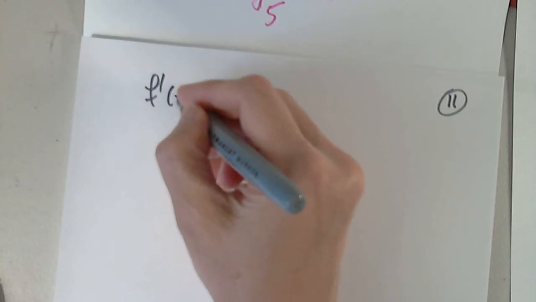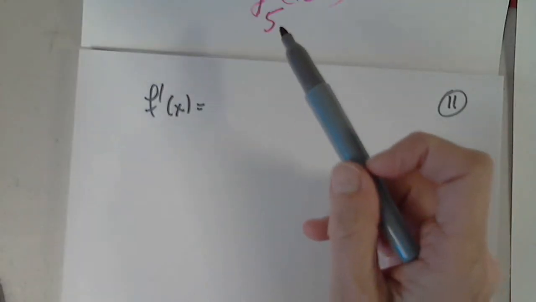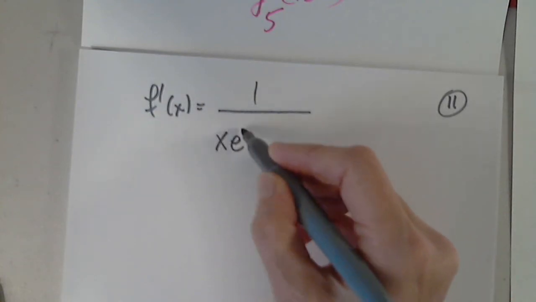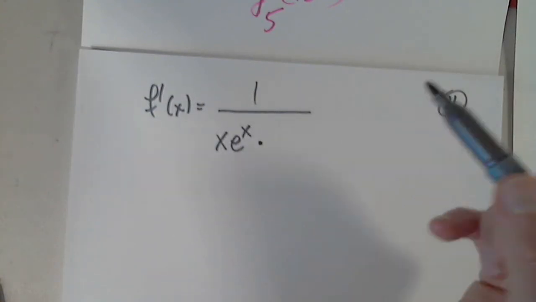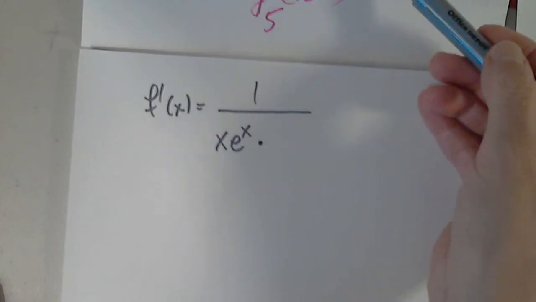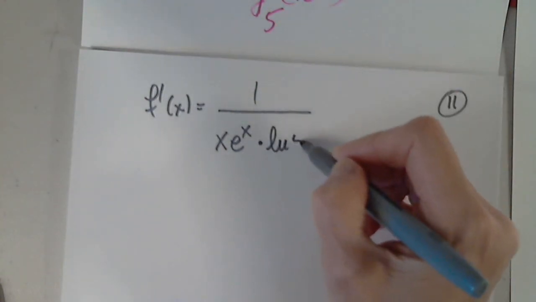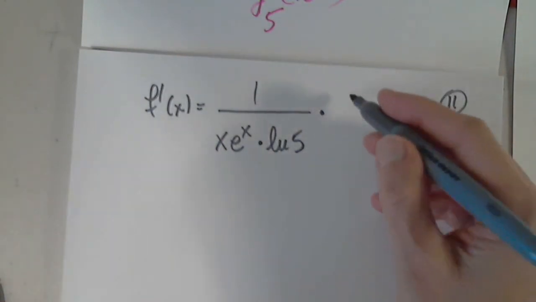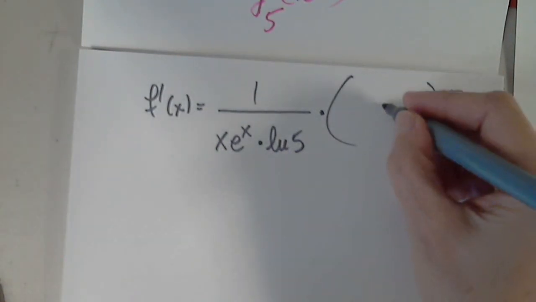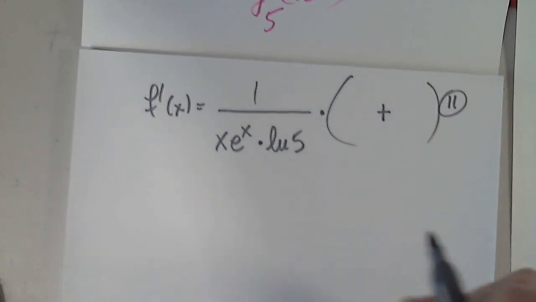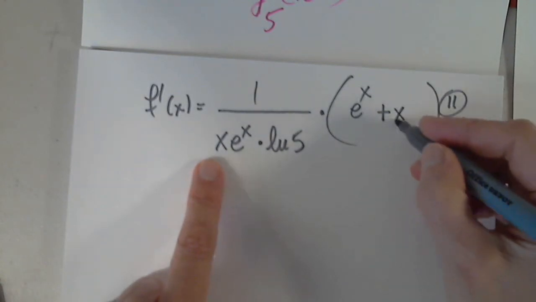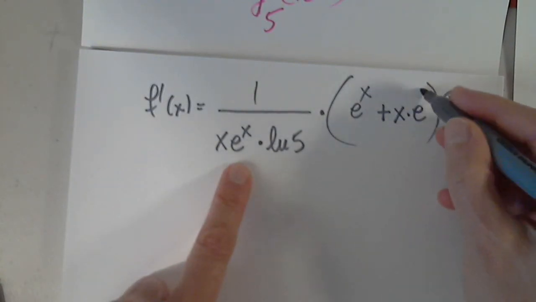So then f prime equals 1 over x e to the x multiplied by, so it's the function, I copied it, multiplied by natural log 5, multiplied now by the function prime, which is a product. So the first function prime is 1 times e to the x plus the first function times the second function prime, which is e to the x.